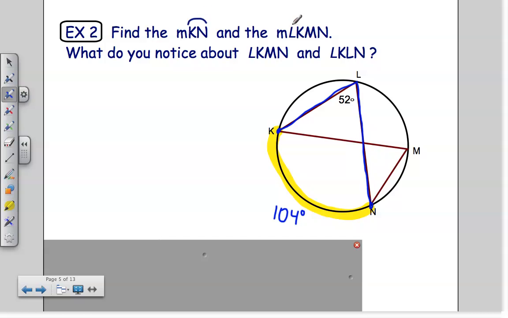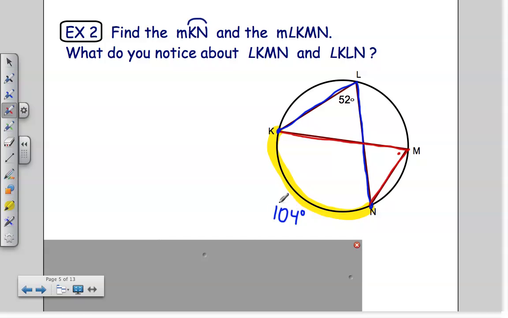And next, find the measure of angle KMN. Angle KMN, or angle M, basically. Wait, isn't this another inscribed angle? Angle KMN, because that vertex M is on the circle. Look at the intercepted arc. K and N were the ends of the chords that made that angle, so the intercepted arc is still arc KN, the same one I just found.